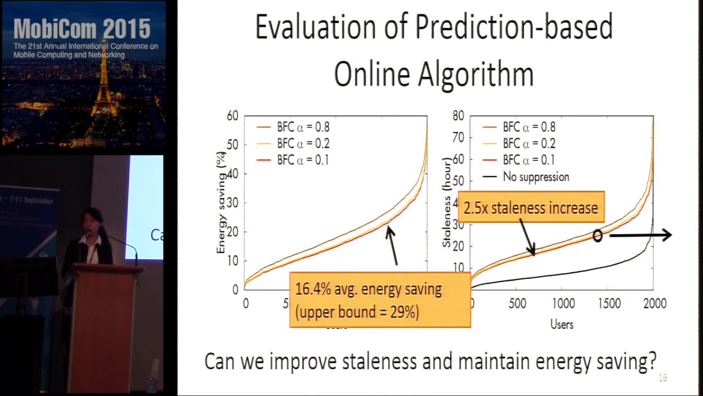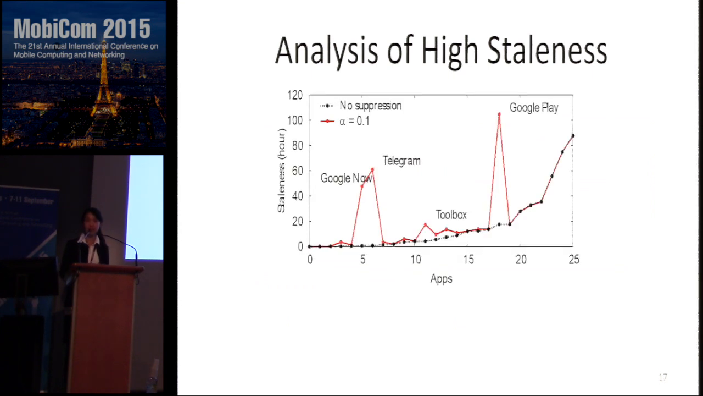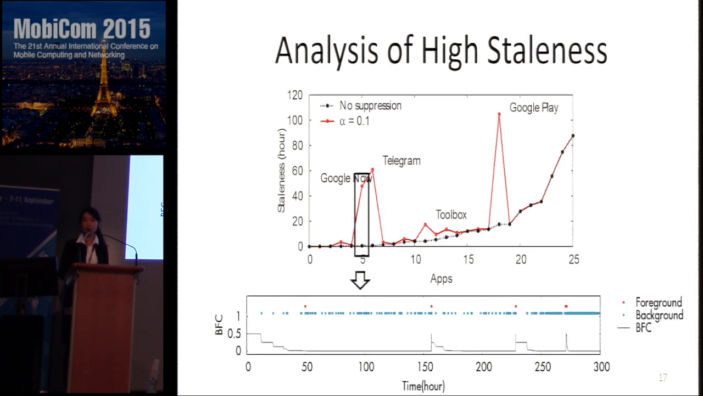To answer this question, we zoom into one particular user with high average staleness increase. We can see in this user's phone, only 4 apps out of 26 have high staleness increase. We further analyze those 4 apps by drawing a timeline figure of the foreground and background activities. For example, the Google Now app. We can see in this app, there are so many background activities, the blue dots, in between the foreground activity, which is far fewer.